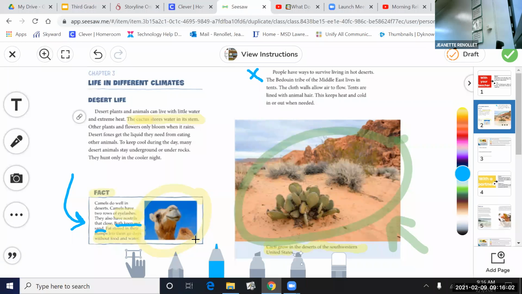Both what? Sand. Eyelashes. Nostrils. Okay, so they have nostrils in their nose that close, and they have 2 rows of eyelashes. Both do what, Kaylee? Does it say it helps them breathe? Both what? What does the text say? What did you just read?